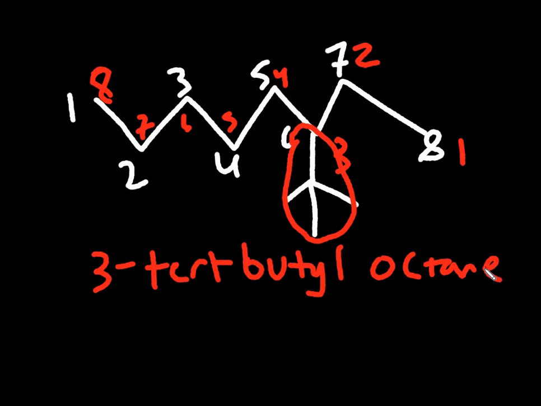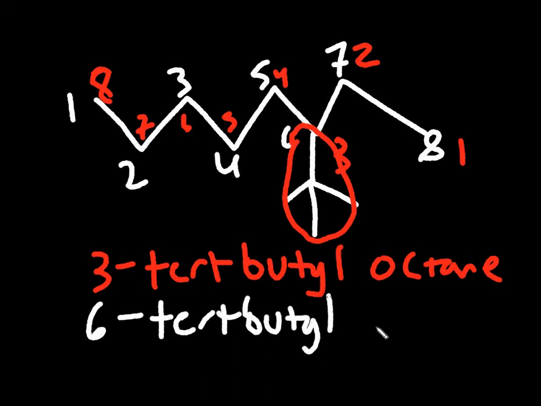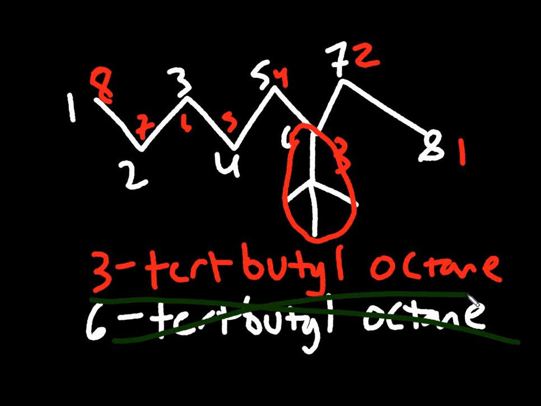Okay, and even if we did count in the other direction, I'm talking about the white numbers, we would get 6-tert-butyloctane. And that would not be good because remember, we want the lowest number. Okay? So start on the side where the substituent is closest to the end. Okay?